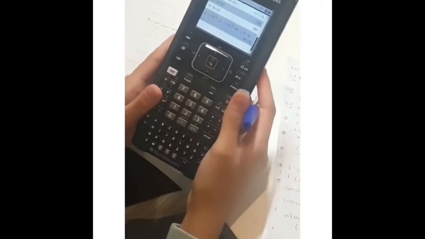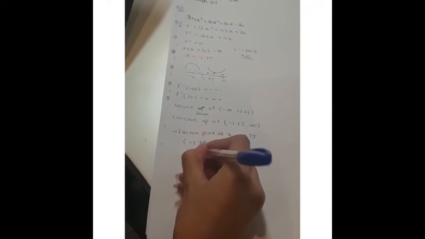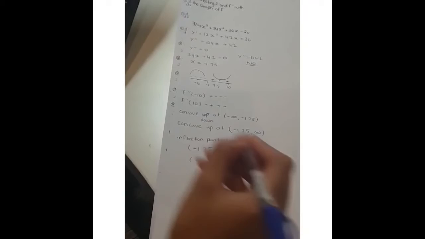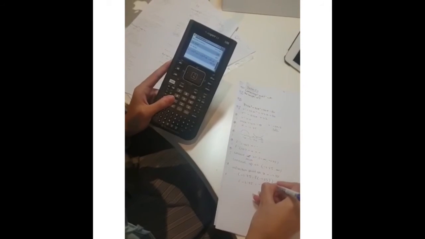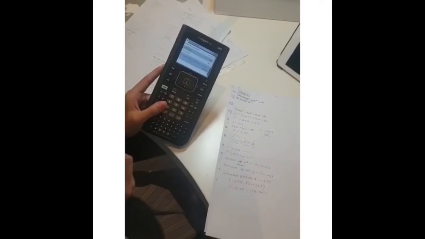The answer is going to be, so here we have negative 1.75 as the x value, and the y value is going to be negative 40.125, sorry. And that's it.